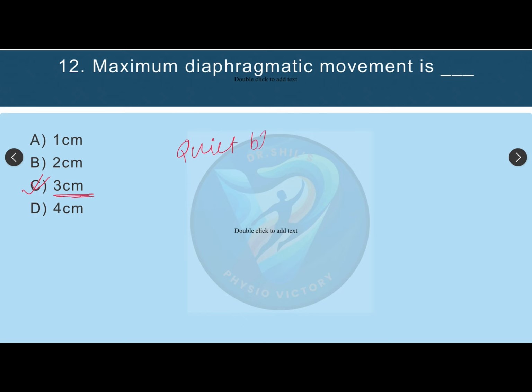Wide breathing, it is near about 1 to 2 centimeter, and in deep breathing, it is about 3 to 4 centimeter.